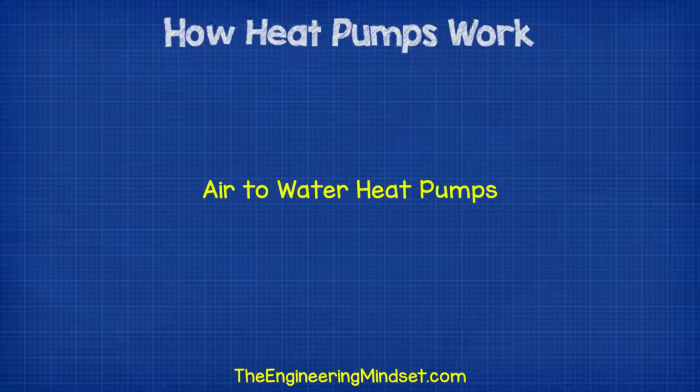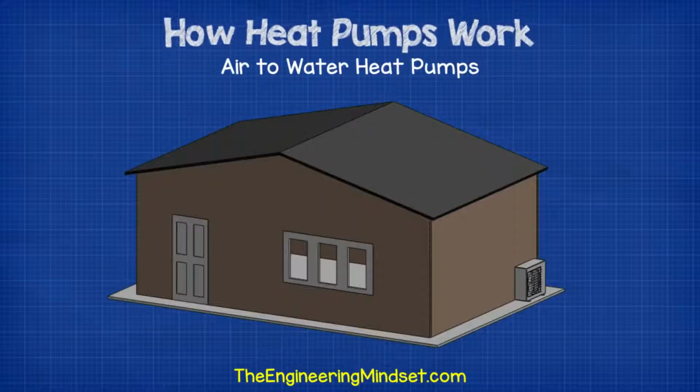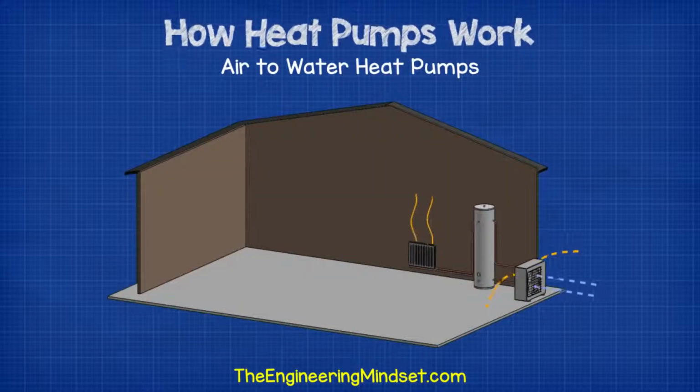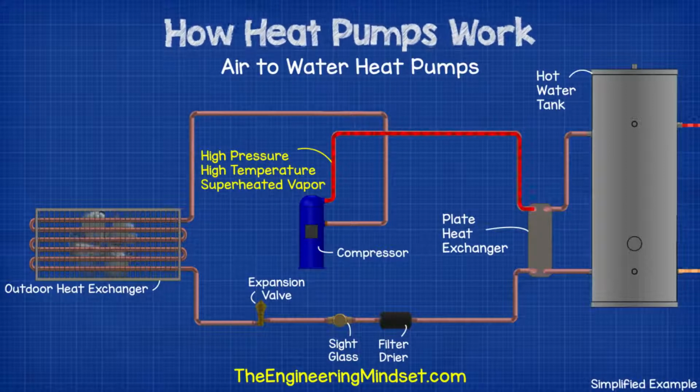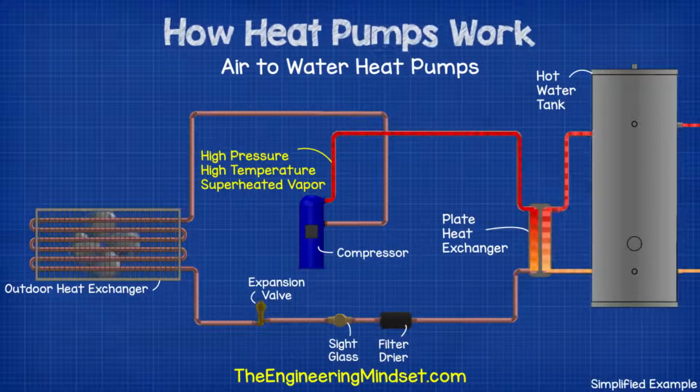Air-to-water heat pumps. These units work in a very similar manner to air-to-air heat pumps, but without the reversing valve. The high pressure, high temperature vapor refrigerant leaves the compressor, but this time it heads into a plate heat exchanger. On the other side of the plate heat exchanger, water is being cycled through a hot water storage tank.